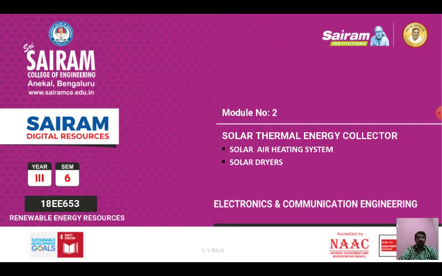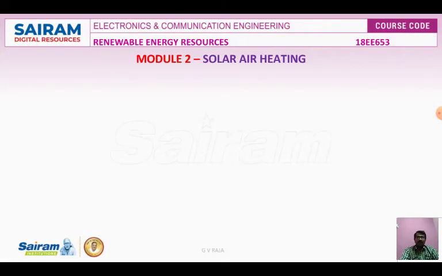Today's topic we are going to discuss here is solar air heating system and then solar dryers. First we will see the solar air heating system, how the air is heated with the help of solar, and the application of solar air heating system is nothing but solar dryers. That means the solar system is used to dry the crops, to dry the grains or groceries. That we are going to discuss in this video lecture.